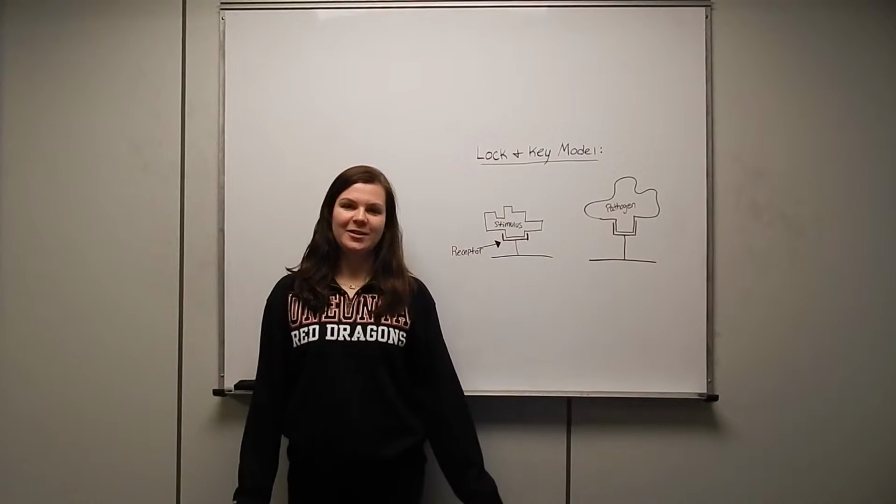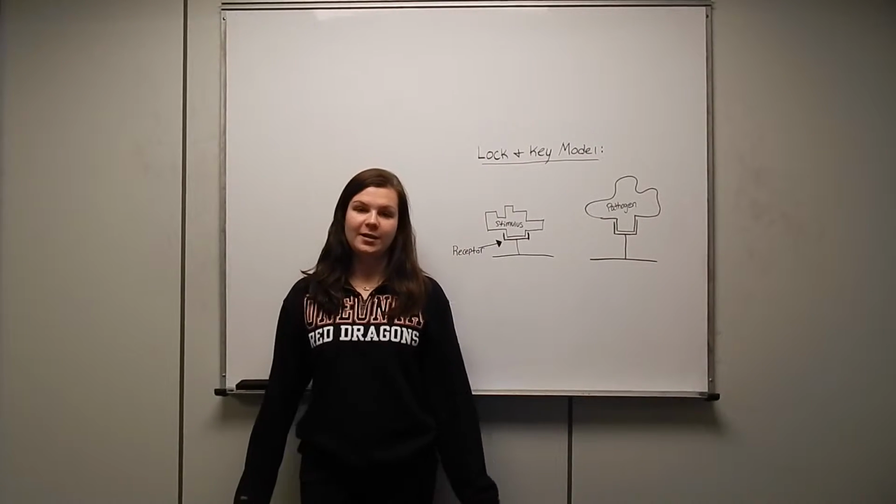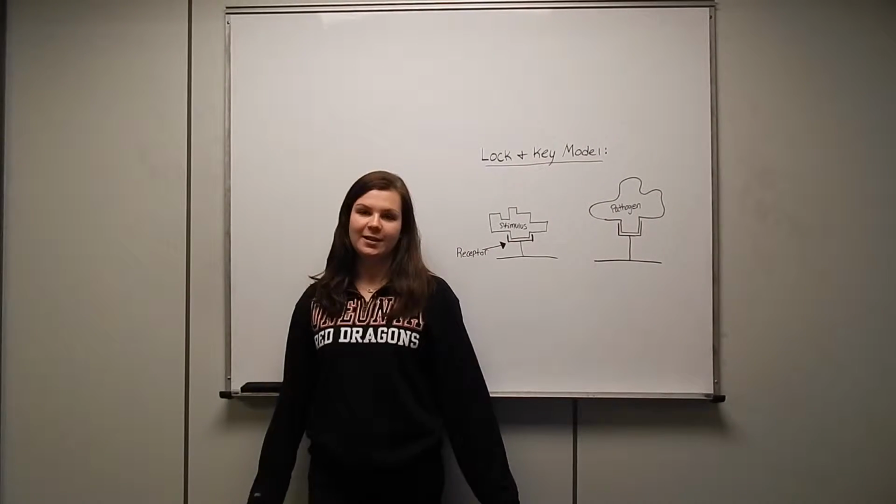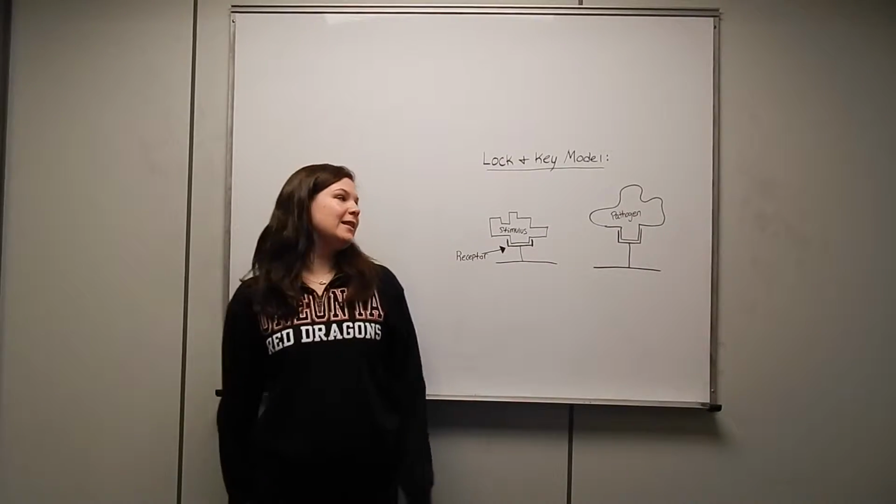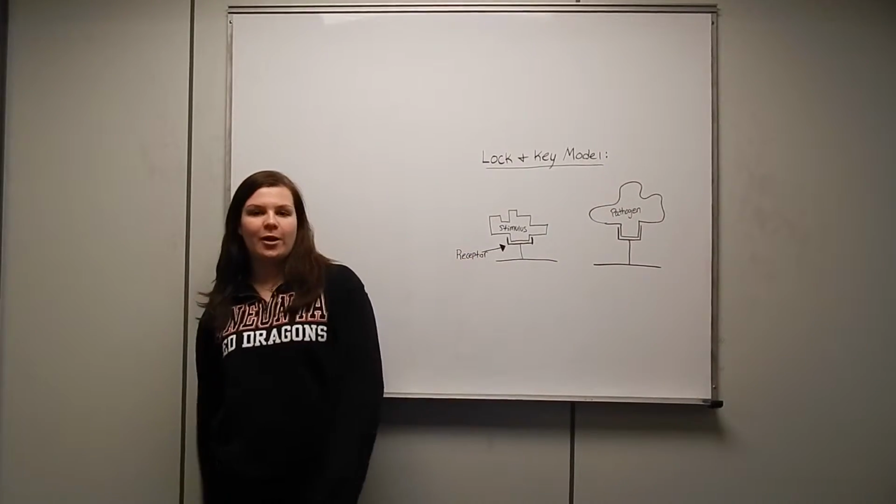Receptors are an organ or cell that are able to respond to light, heat, and external stimuli and transmit a signal to sensory nerves. An example of a receptor can be shown in this lock and key model.